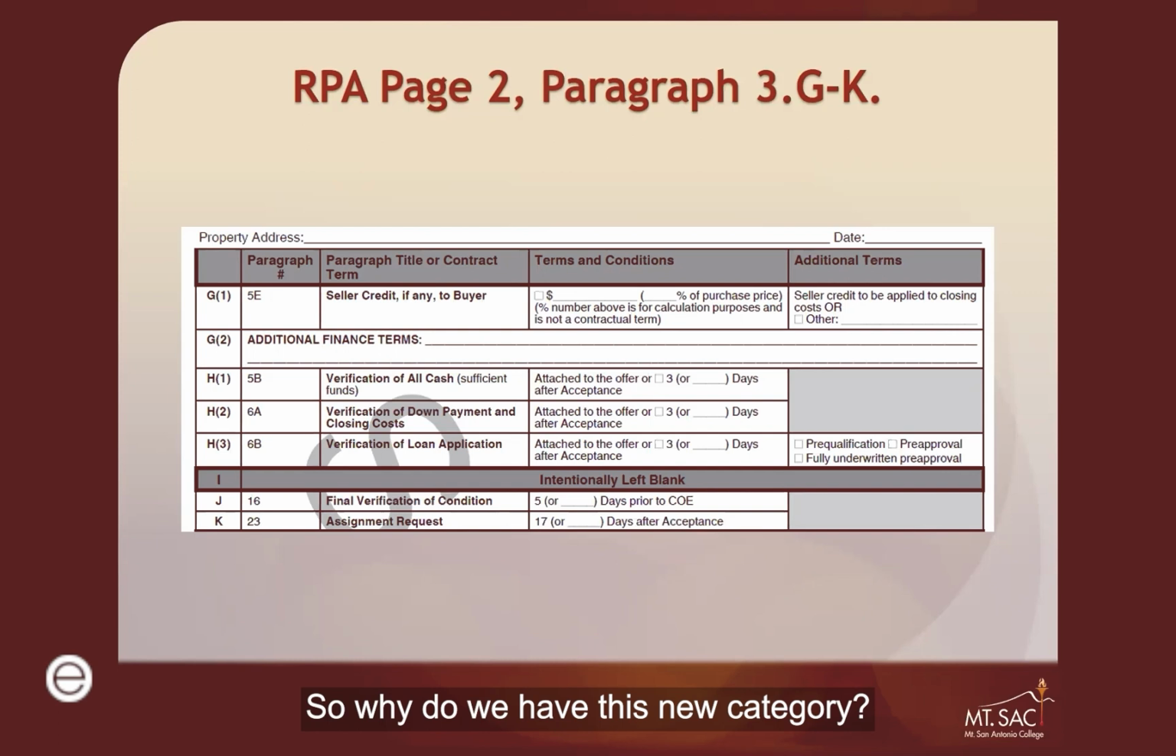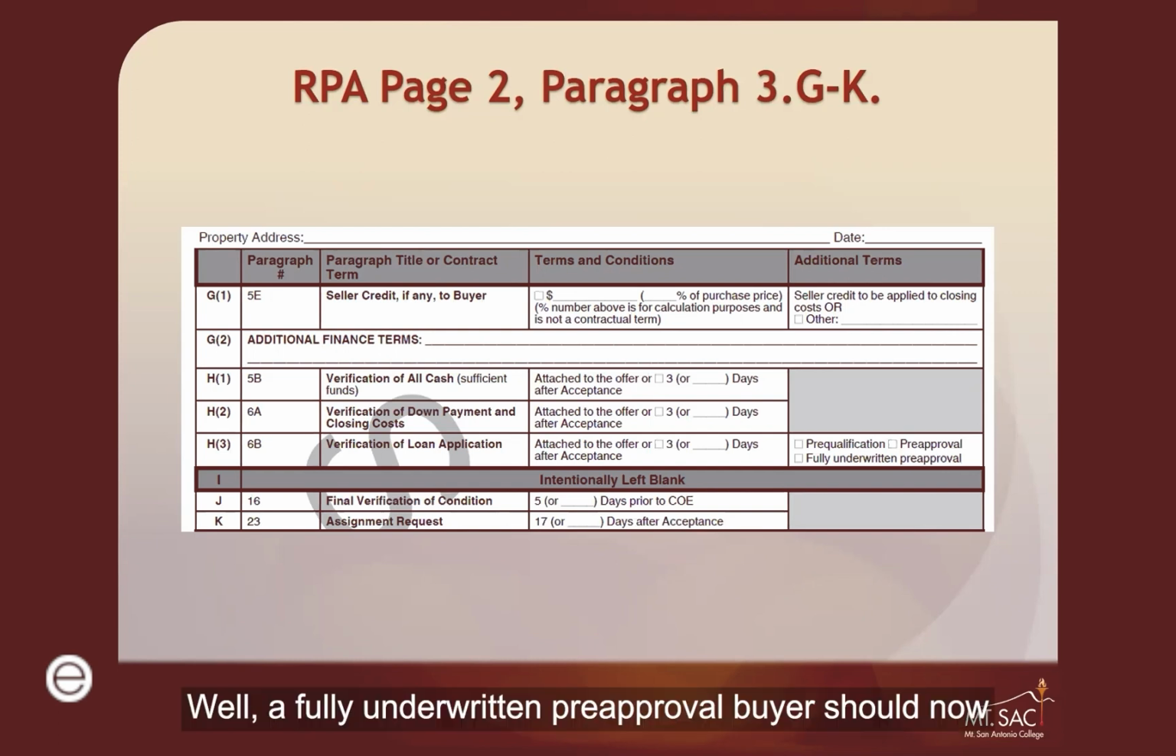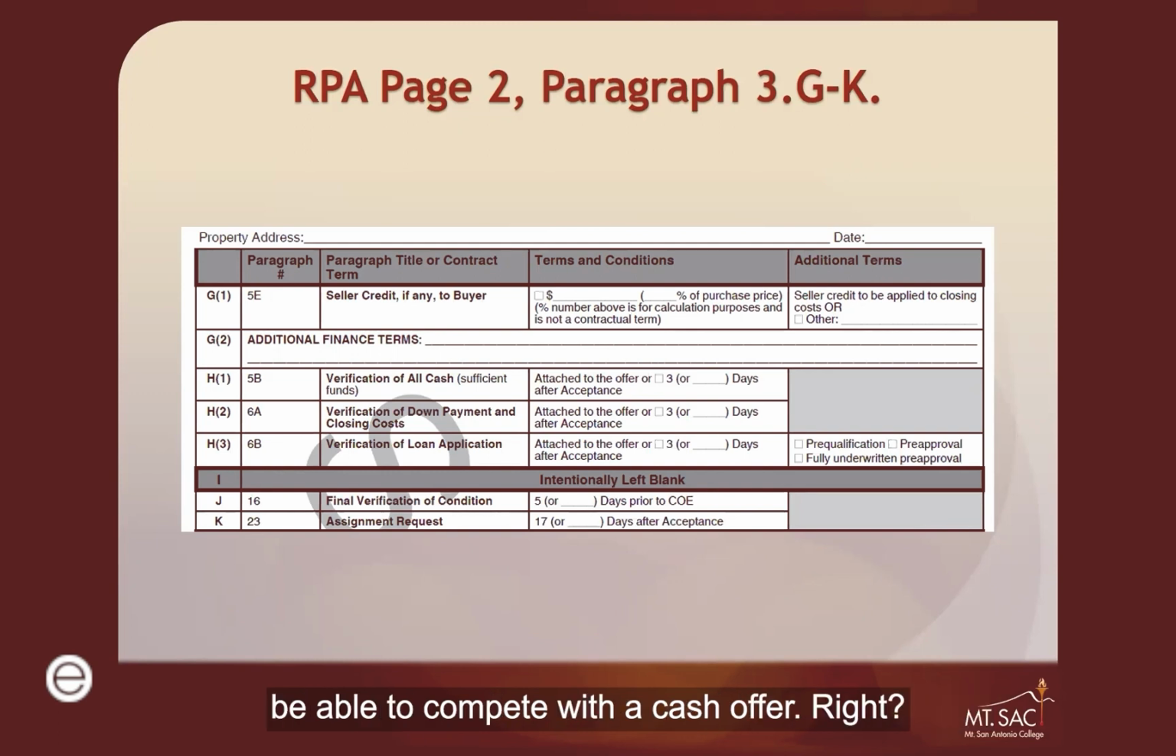So why do we have this new category? Well, a fully underwritten pre-approval buyer should now be able to compete with a cash offer, right? Because even with the cash offer, you have the appraisal contingency, because you always have appraisal contingency unless you remove it. So the thinking from CAR, and I like this thinking, is that we want to make it clear that this fully underwritten pre-approved buyer is now just as qualified as the all cash buyer. Okay, so that's what that is all about.